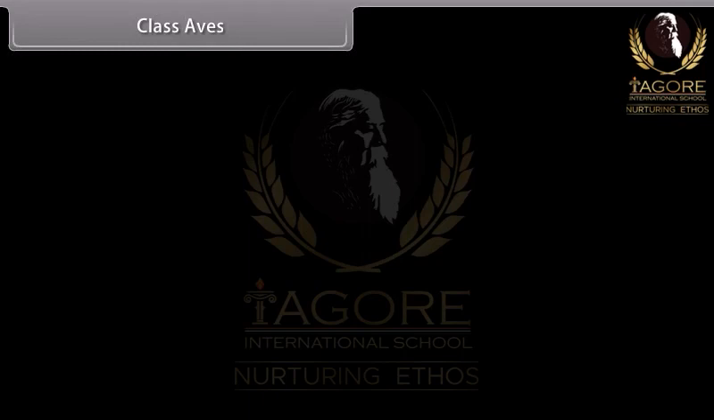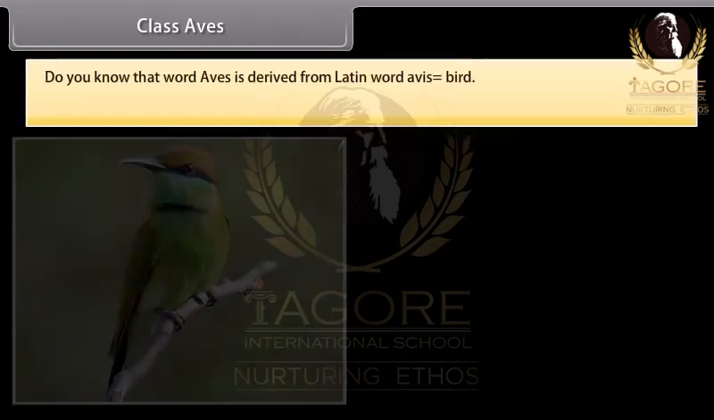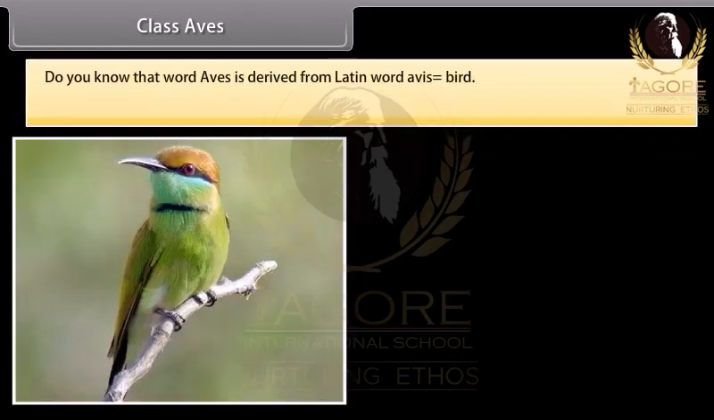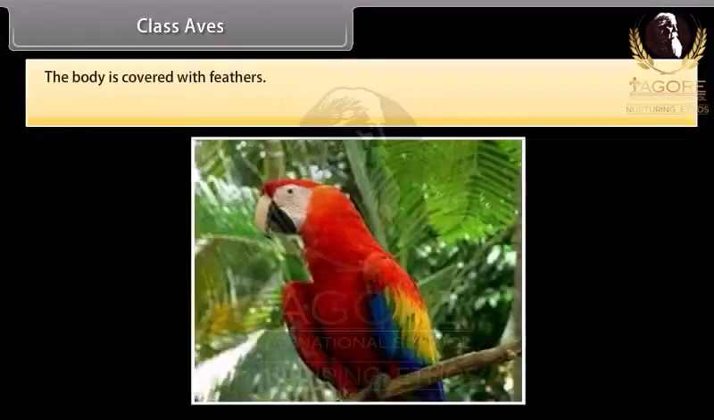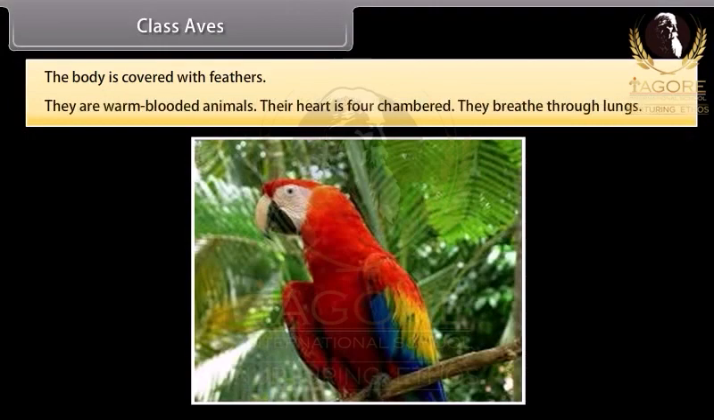Class Aves. Do you know that the word Aves is derived from the Latin word avis, which means bird? Their body is spindle or boat-shaped, which is divisible into head, neck, trunk, and tail. The body is covered with feathers. They are warm-blooded animals. Their heart is four-chambered. They breathe through lungs.